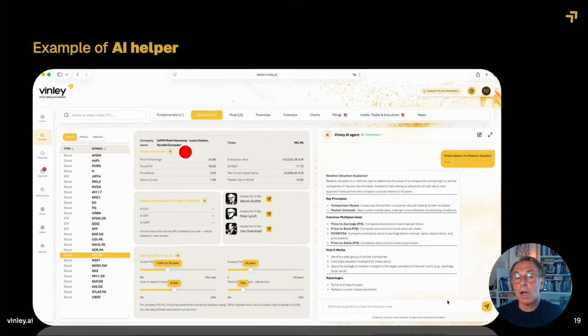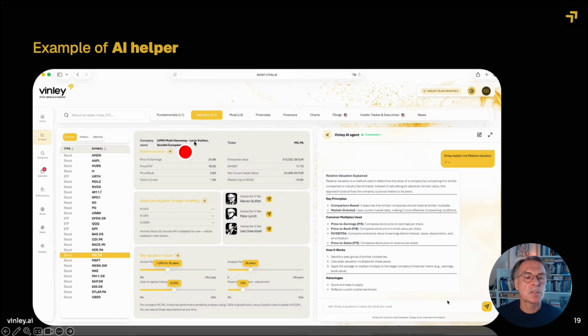So I'm giving you now an example of an AI helper. This is the intrinsic valuation screen. You see here, I'm in analysis, going to valuation. That's my typical investment process: first fundamentals, then intrinsic valuation, then moat, and then forensic accounting. I will be explaining this in chapter 2 in this training.